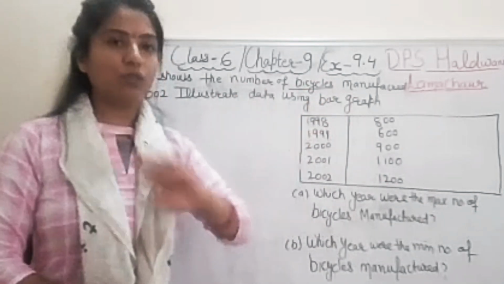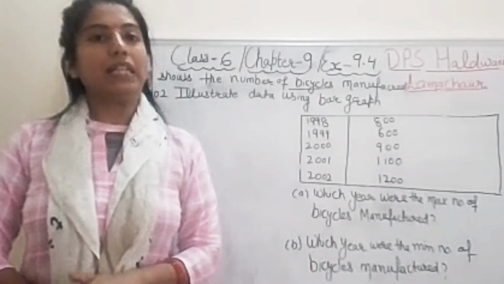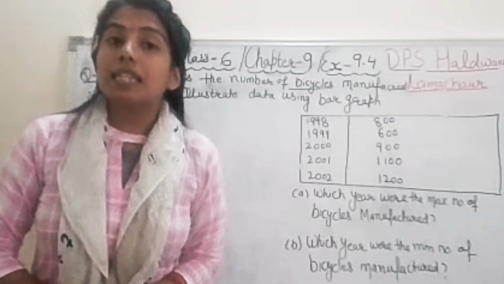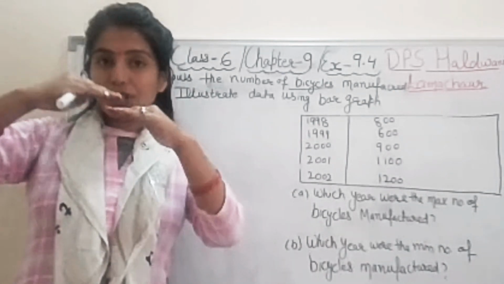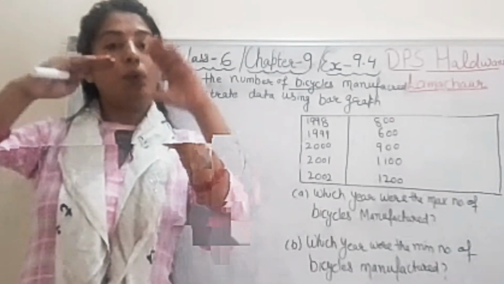Okay, and the scale is not mentioned to you. You have to take the scale on your own. What is the scale, student? The gapping. So 0 to 50, 50 to 100. What gap?